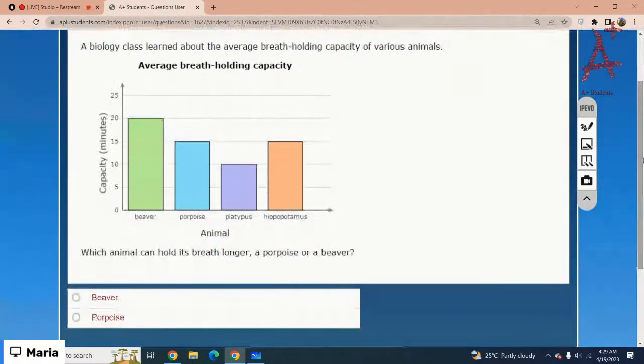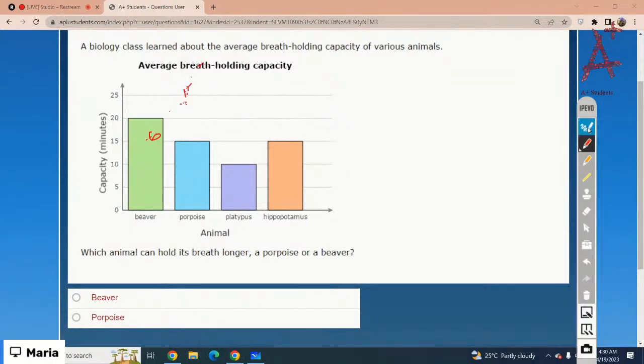Okay, our biology class learned about the average breath holding capacity of various animals. Which animal can hold its breath longer, a porpoise or a beaver? So here is the beaver, and it holds for 20 minutes, and here is the porpoise, he holds for 15 minutes. So obviously the beaver can hold for a long time. Got it?